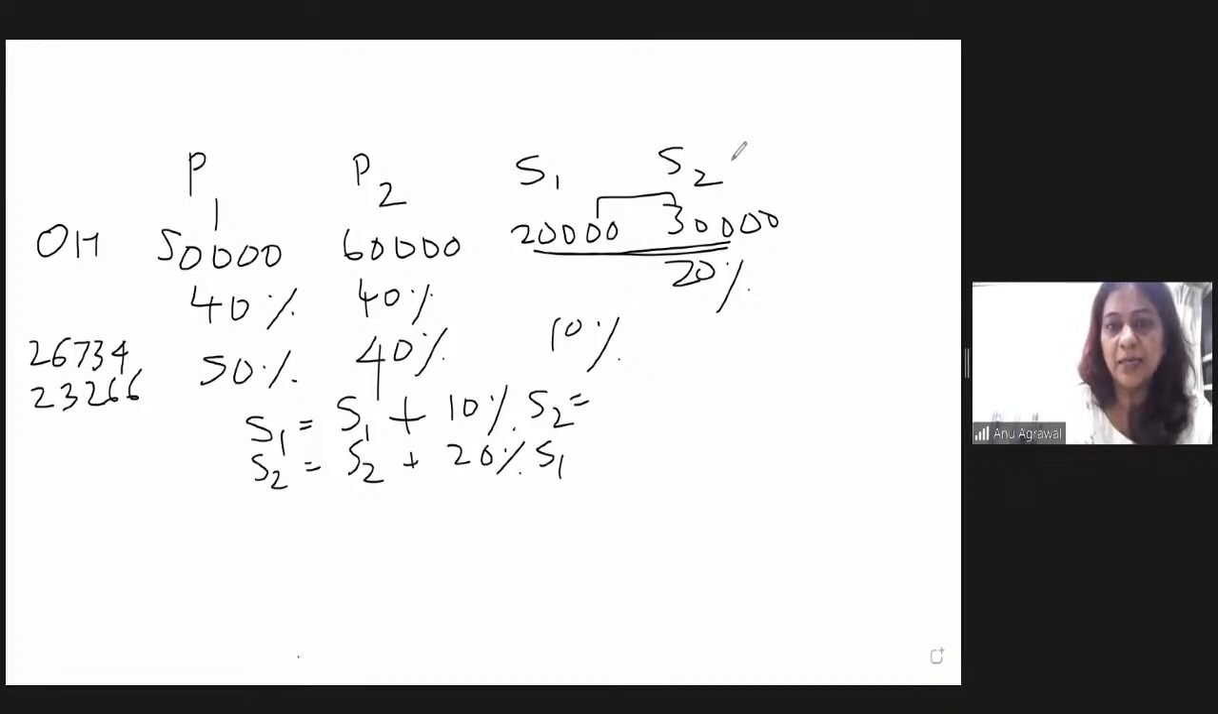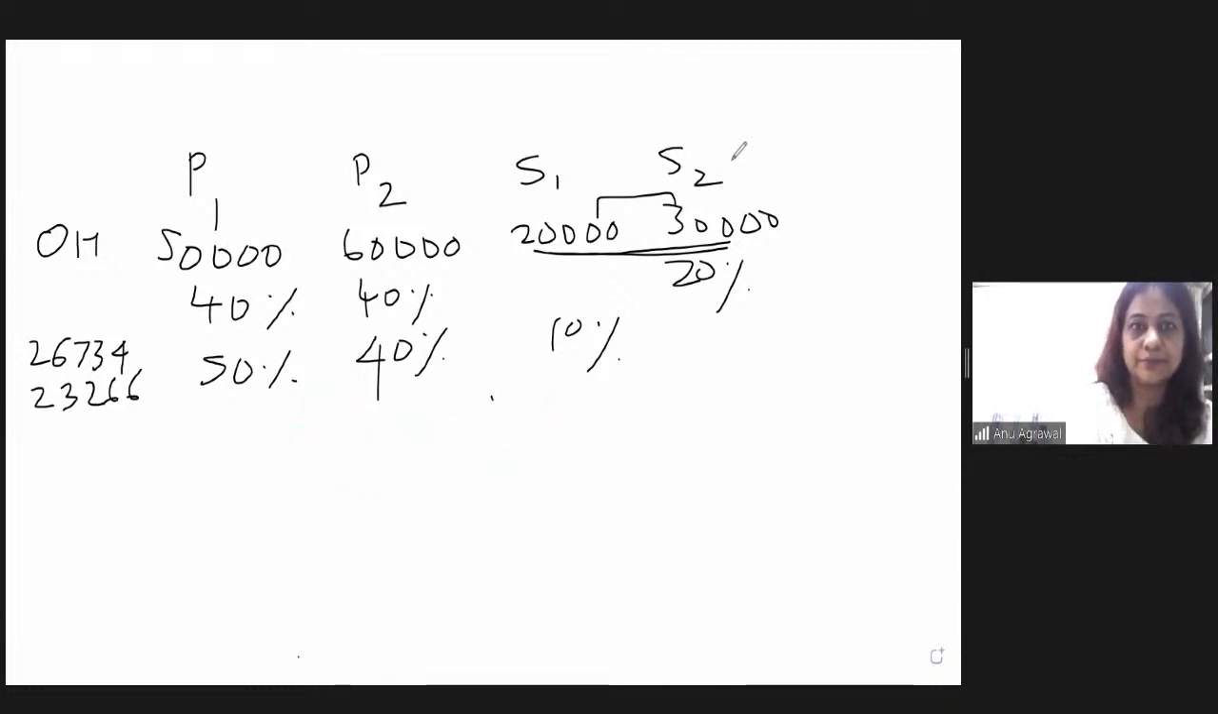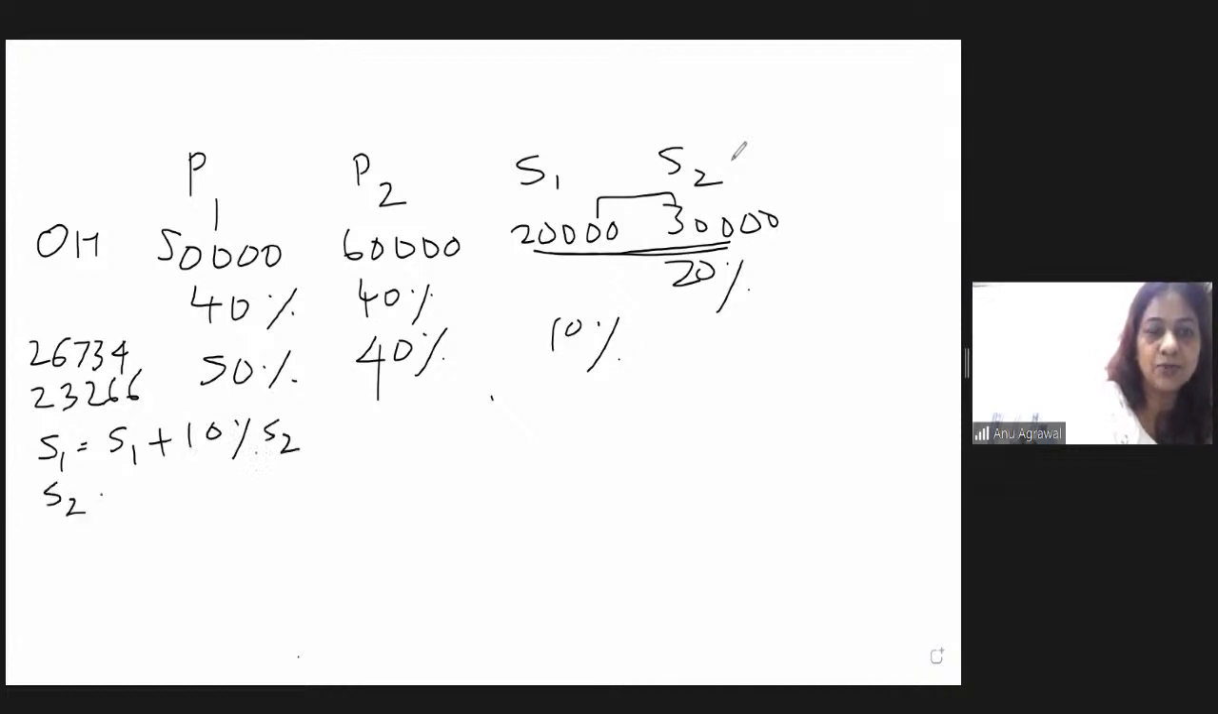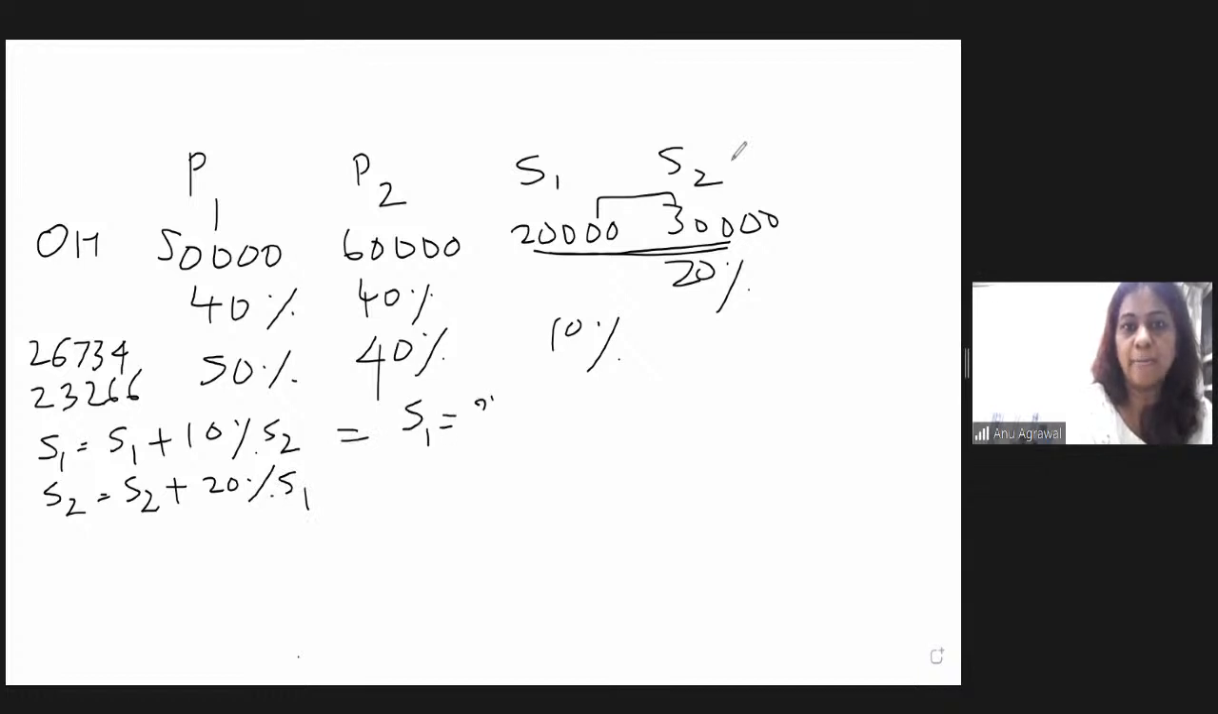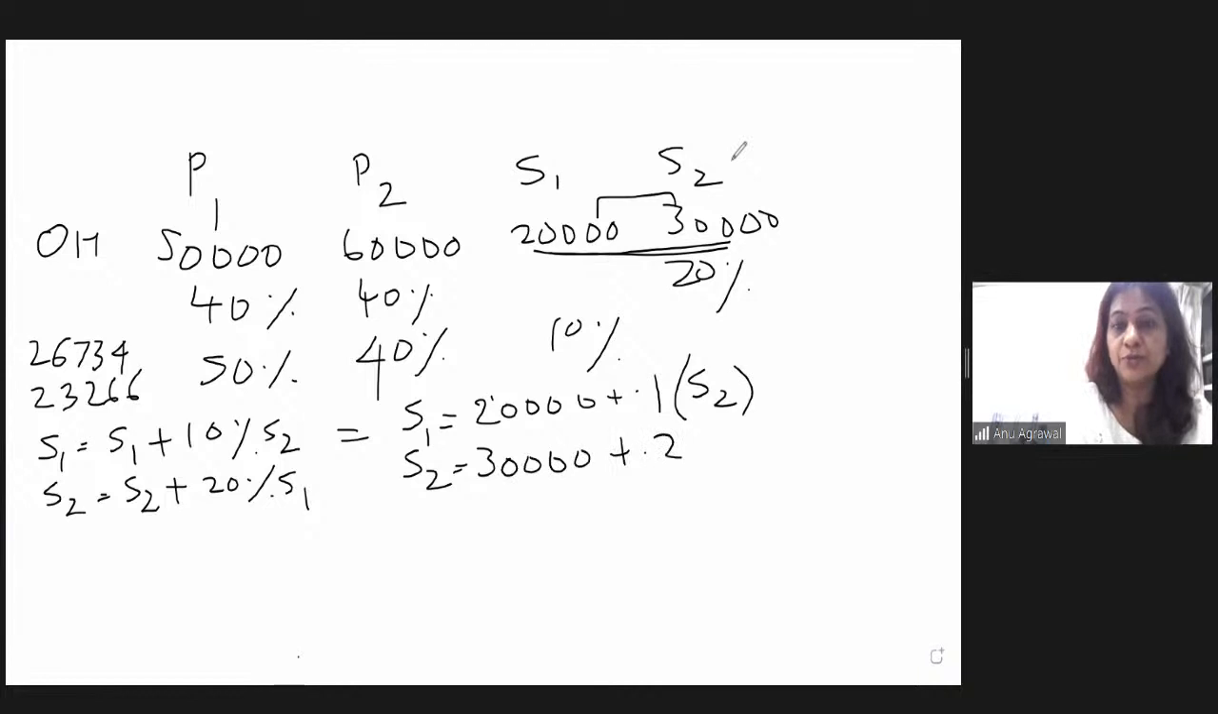So if I open this up, I can write it like this. S1 is equal to its own expenditure plus 10% S2, and S2 is equal to its own expenditure plus 20% S1. So I can further write it like this. S1 is equal to 20,000 plus, can I write 10% as 0.1, of S2? And S2 is equal to 30,000 plus 0.2 S1.